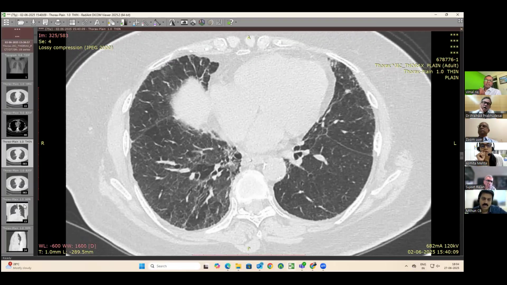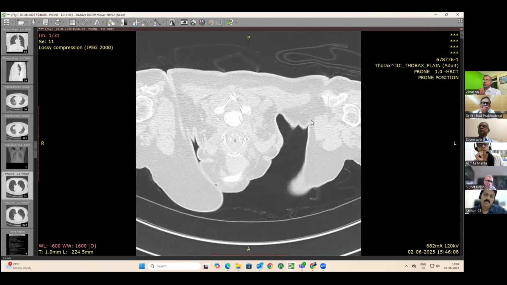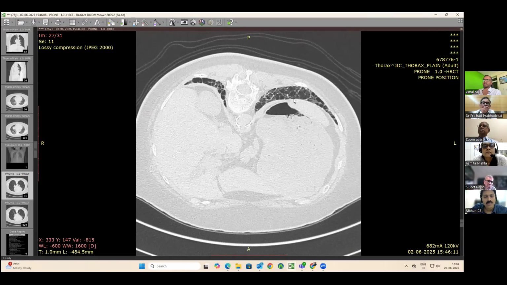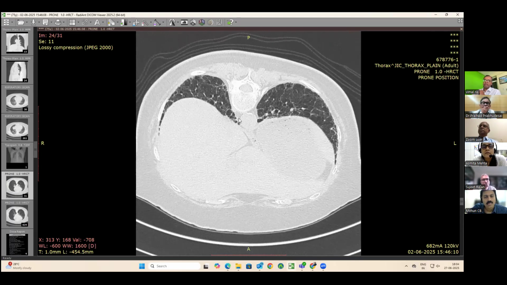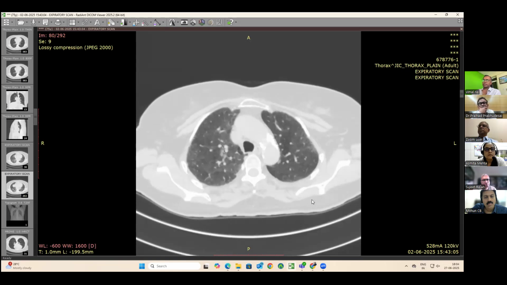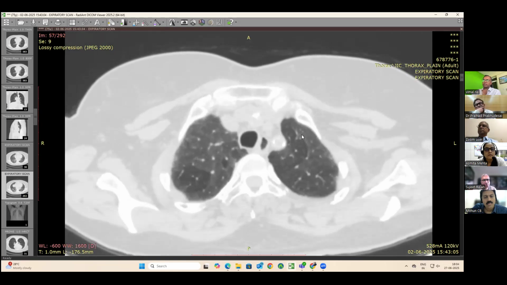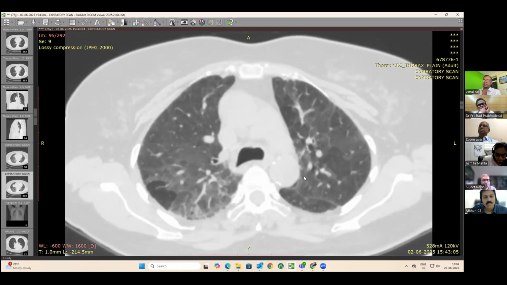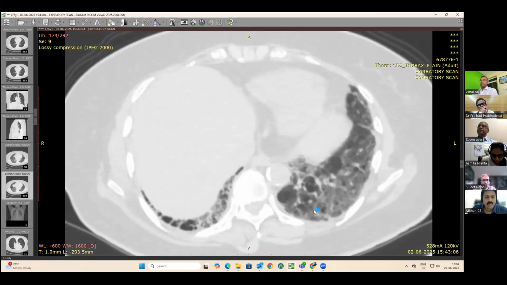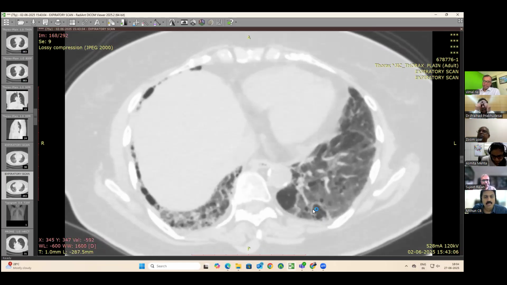So what we are dealing with, and when we do prone imaging also, we can see that this is not dependent change. You can see very clearly that there is honeycombing which is well established in these regions. And on expiratory imaging, there are mosaic changes that we can easily see in the lungs diffusely. So from a pattern point of view, this is a fibrotic ILD, and definitely it is going more towards a UIP pattern, but it's not that typical of an IPF.